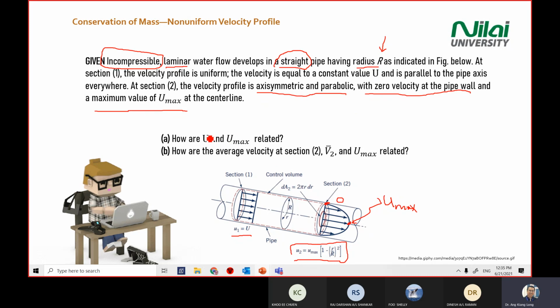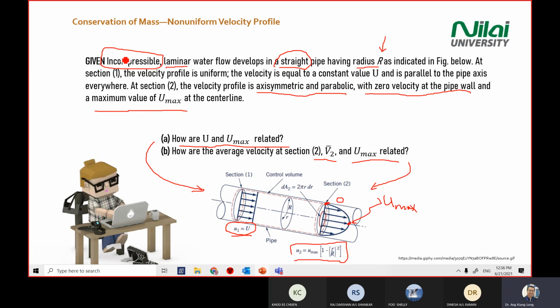Okay. Now this question asks you 2 things. It asks you to derive an equation to relate U and U max, that is, the section 1 velocity and the U max in section number 2. It asks you to derive the equation from the continuity equation. How are the average velocity, V2, and U max related? Also derive the equation by using this diagram.